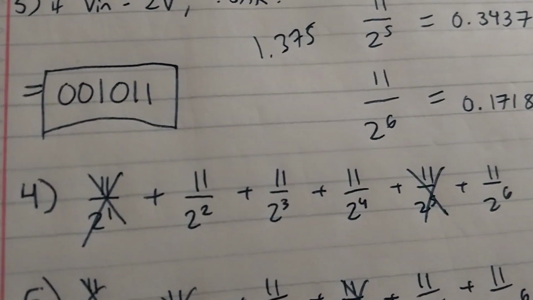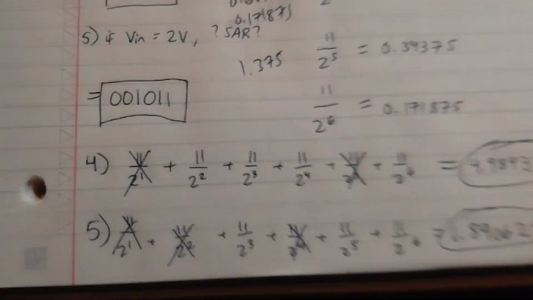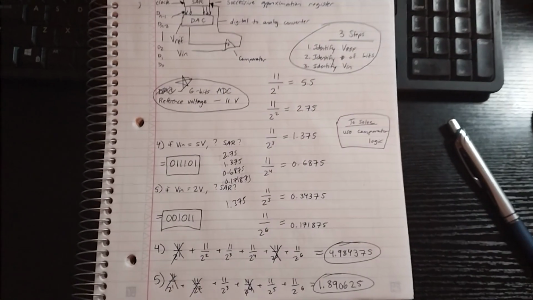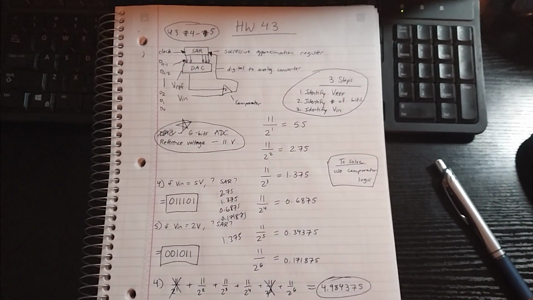And I would implore you guys to do problems 6 and 7 of this homework to further review, and also do the first few problems so you know about ranges, whether signed or unsigned. And you guys are going to do a great job on your midterm. So that is the review for homework 4.3, problems 4 and 5. Good luck.